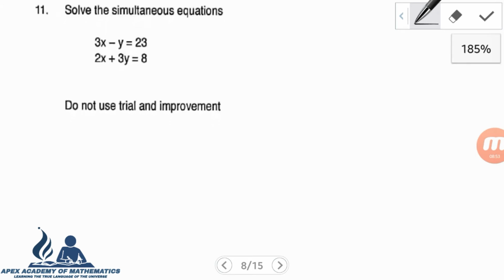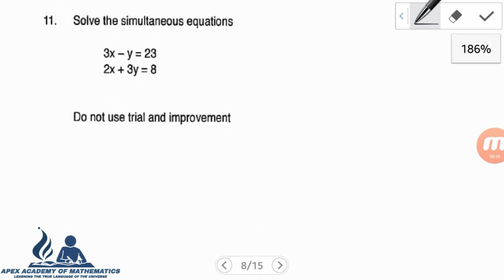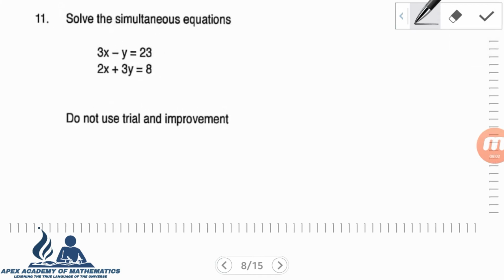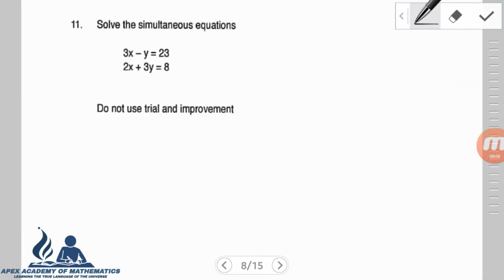Alright, so here we have to solve the simultaneous equations: 3x minus y is equal to 23, and 2x plus 3y is equal to 8. Again guys, whilst I can use the elimination method here, the first thing that catches my eye is of course to use the substitution method. Reason being, I spot a variable right here with a coefficient of -1, so I can make that variable my subject. So right away, here's the substitution method.